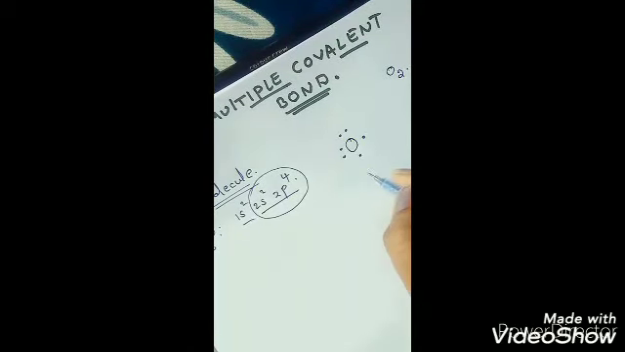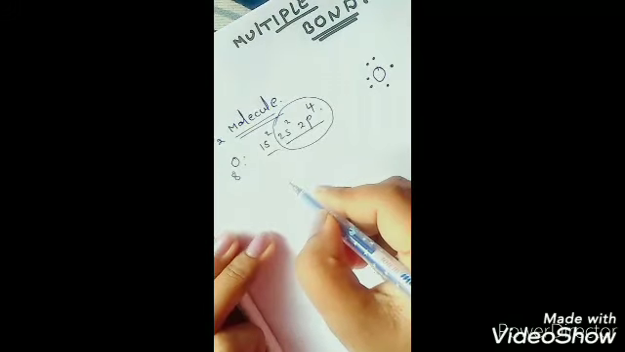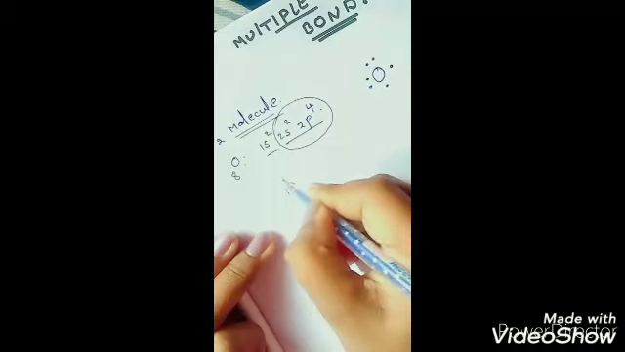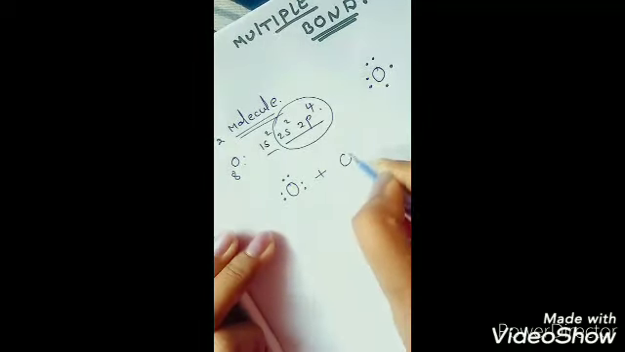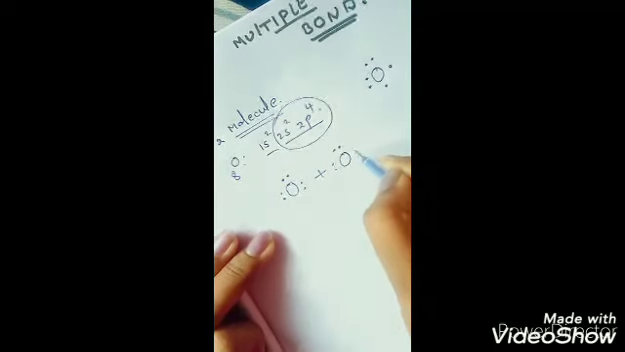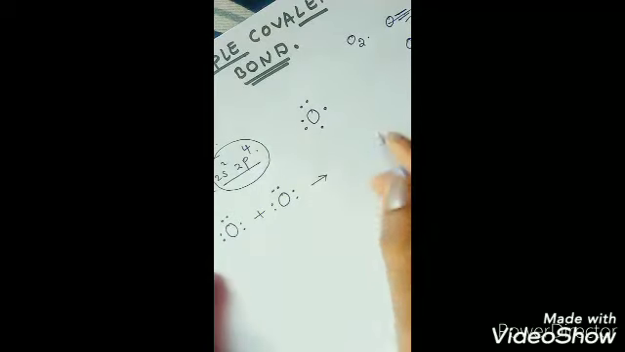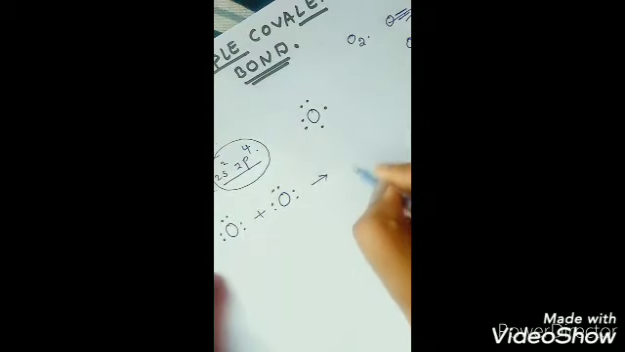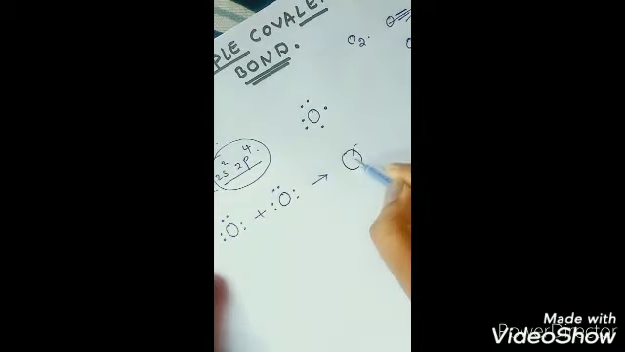6 valency electrons. If you see the structure of oxygen, that is the O2 molecule, 1, 2, 3, 4, 5 and 6. 6 are the valency electrons. And oxygen valency is 2. That's why it needs to form 2 bonds in between these 2 atoms.